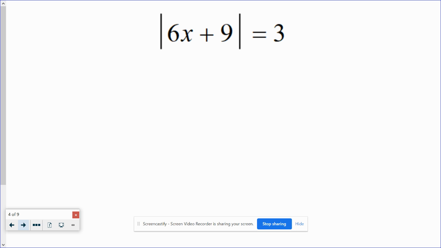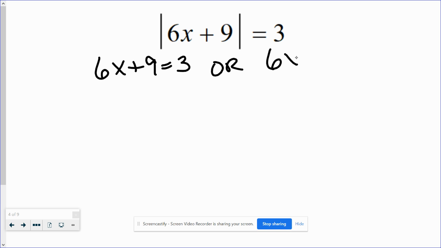Now I want you to notice that I've got more stuff in the absolute value. So I'm going to have to write my two equations, but I'm going to start exactly like I did in the last lesson. So I'm going to write my absolute value stuff equals 3, or it equals negative 3. So two equations that look very similar. Or 6x plus 9 equals negative 3.